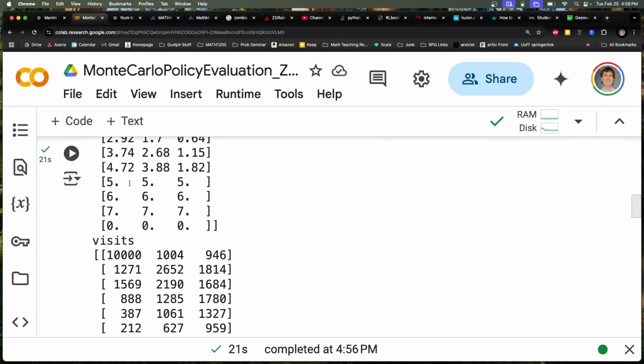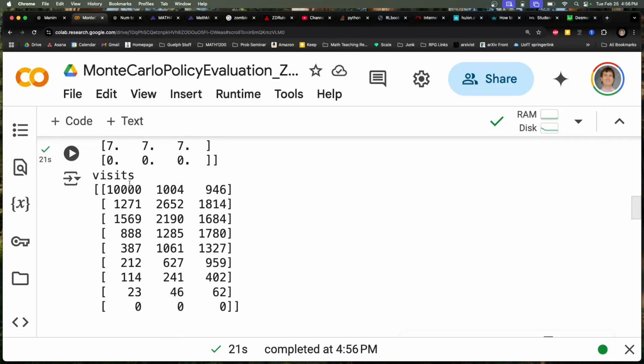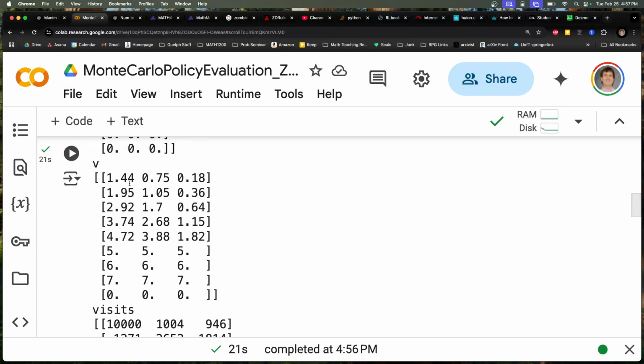And here's what it found for the value function. So it visited the state 0, 0, 10,000 times, and then it visited all these other states some number of times. We had 1 shotgun and 0 brains 1,000 times. We had 2 shotguns and 0 brains 946 times, and so on. And we got these for our values.